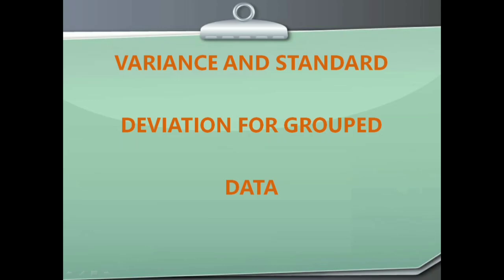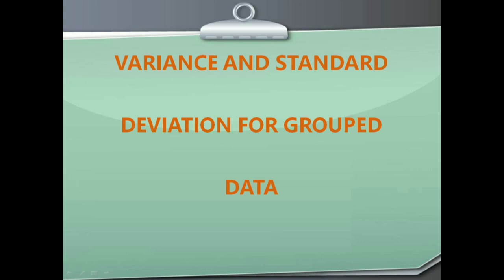Variance and standard deviation for grouped data. In this video we are going to discuss how to find variance and standard deviation of grouped data. Both variance and standard deviation are measures of dispersion that take into account the spread of data so as to find meaning. Variance quantifies how much the values in a dataset differ from the mean.